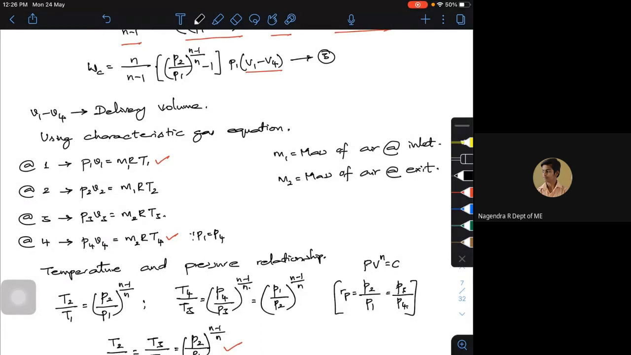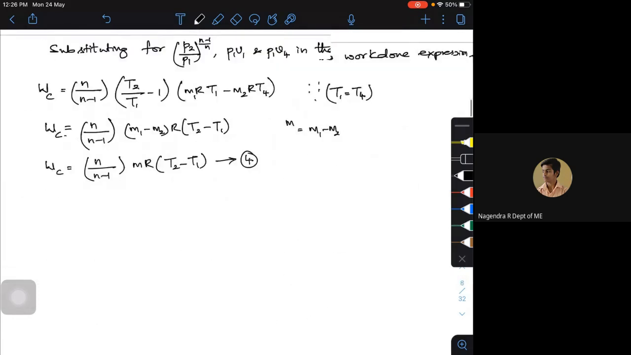Okay, fine. Now let us go to the next part, that is the efficiencies of the compressors. Efficiencies associated with the compressors.